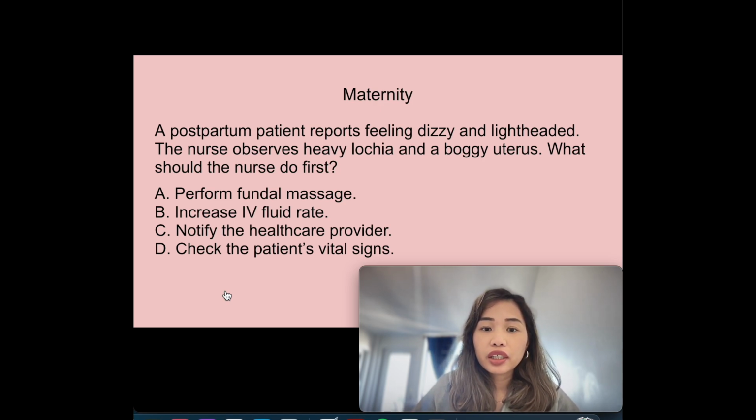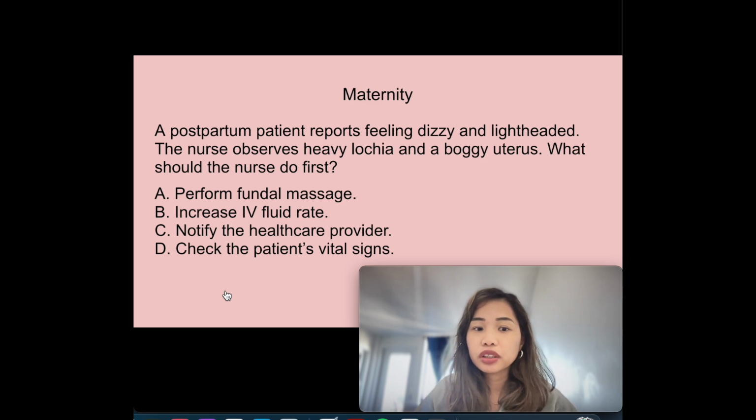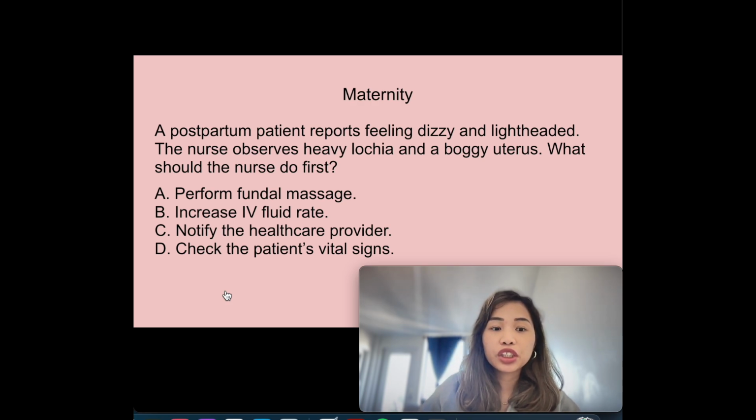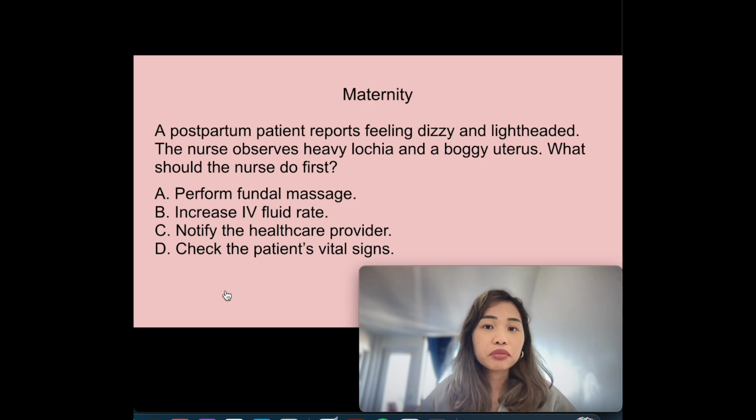So when you are looking at this question, the question is asking what should the nurse do first. That's the keyword, do first. Always address the root cause first, the root issue of the problem, especially in emergency and urgent scenarios.